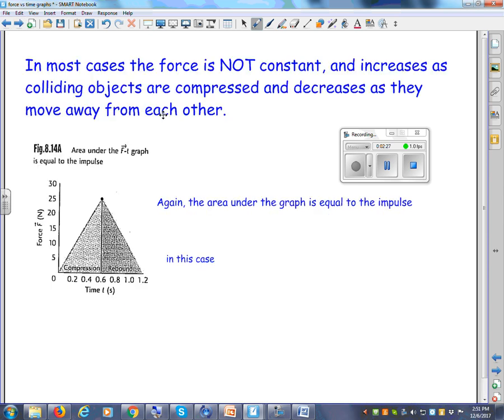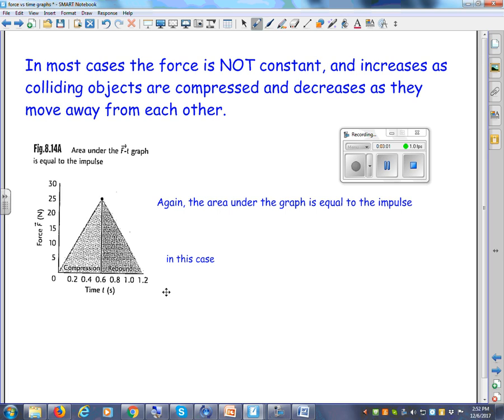Now, in most cases, the force is not constant. It increases as colliding objects are compressed and decreases as they move away from each other. Think about a golf club, a hockey stick, or a tennis racket hitting a ball. What happens to the ball? It compresses and then rebounds, so the force actually changes. Very rarely in real life is the force just flat. Quite often it increases and then it decreases.